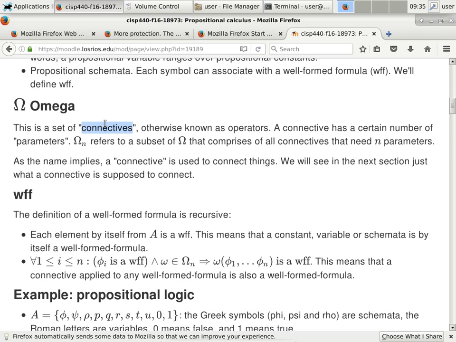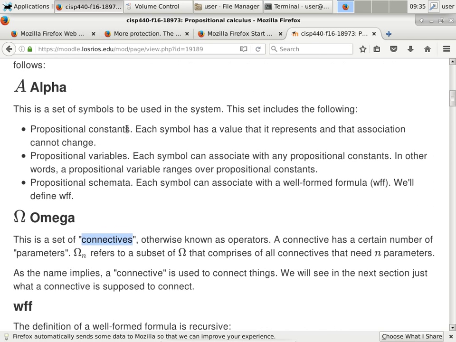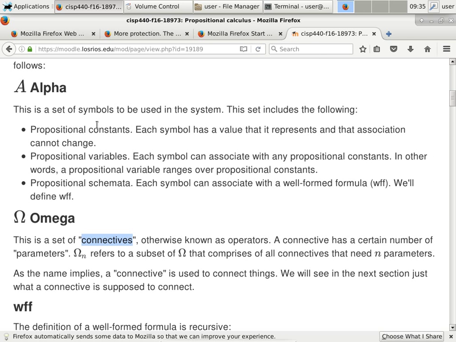Any questions between alpha and omega? Alpha is the most basic components, how you spell words, and omega is basically the connectives. They are the connections between the components in alpha. It allows you to associate a variable with another variable. It turns it into an expression. Any questions between alpha and omega?